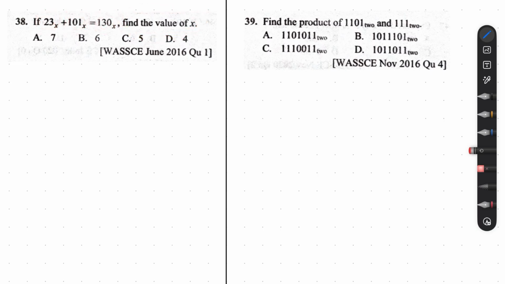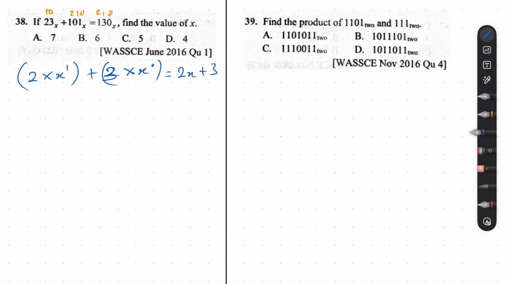Okay, cool. So how do we do that? We number our digits 0, 1, 2. So let's start with the first one, which is 23 base x. You have 2 times x power 1 plus 3 times x power 0. That will give us 2x plus 3.